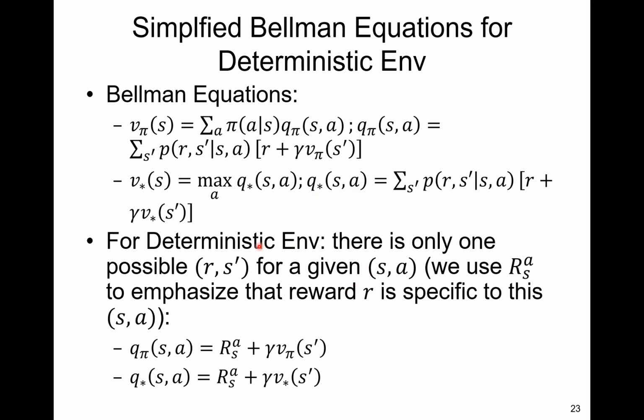For a deterministic environment, you can simplify this equation into this. The capital R(s,a) denotes the reward specific to the state and action. The s' is gone now in this form because there's only one, so you don't have to take expectation over it, plus gamma times this term. So essentially the sum over s' can be removed. Similarly for the Bellman optimality equation.